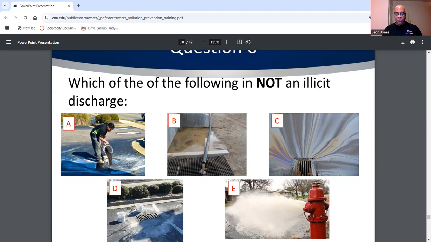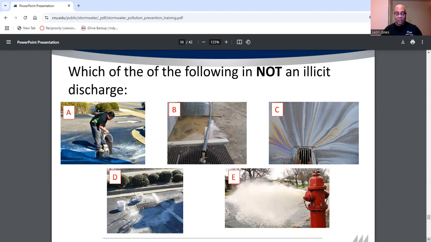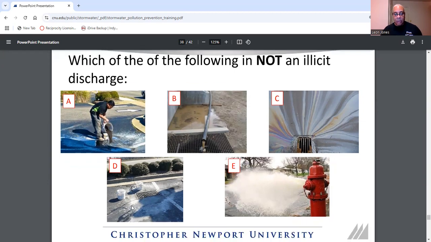Well, this is a discharge, that's a discharge, that's a discharge. That's not a discharge. Just dumping material. That's dumping material. That is a no-go right there.